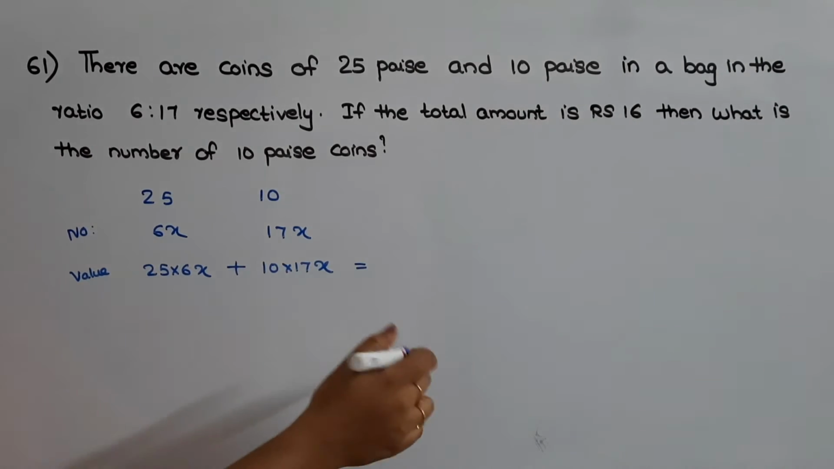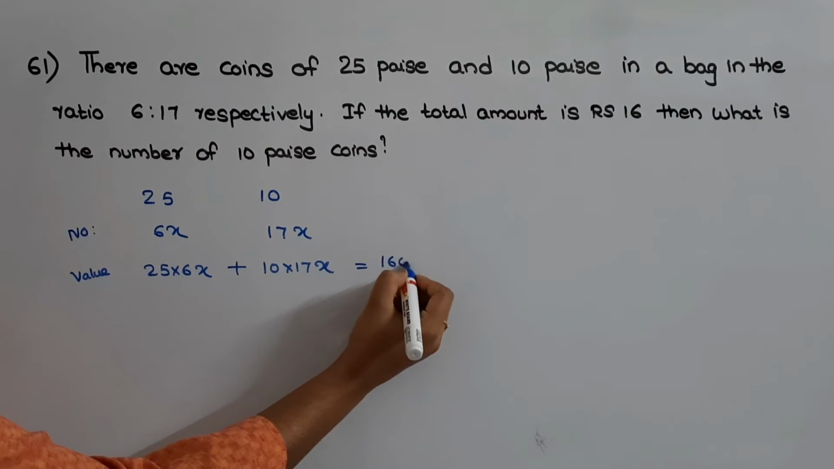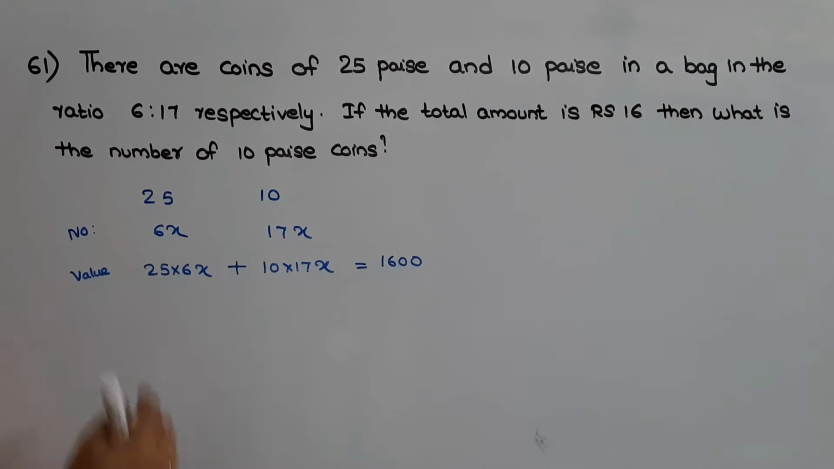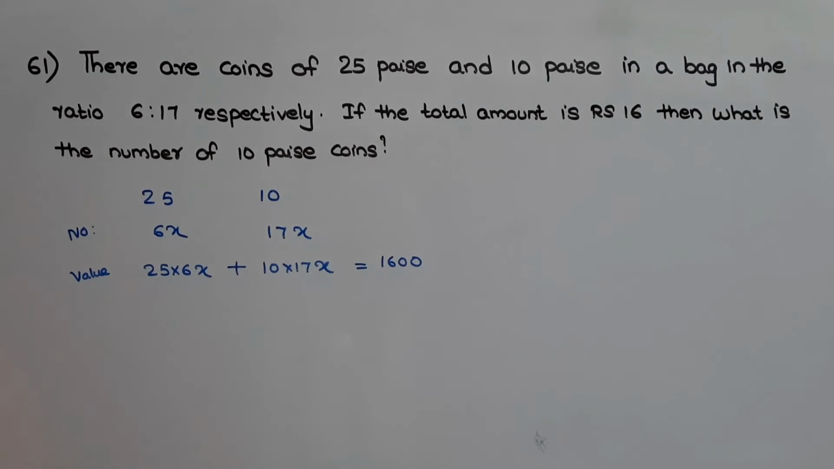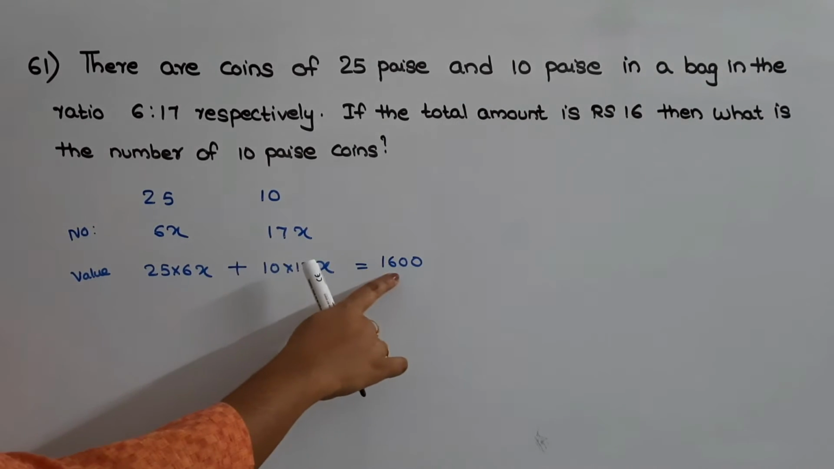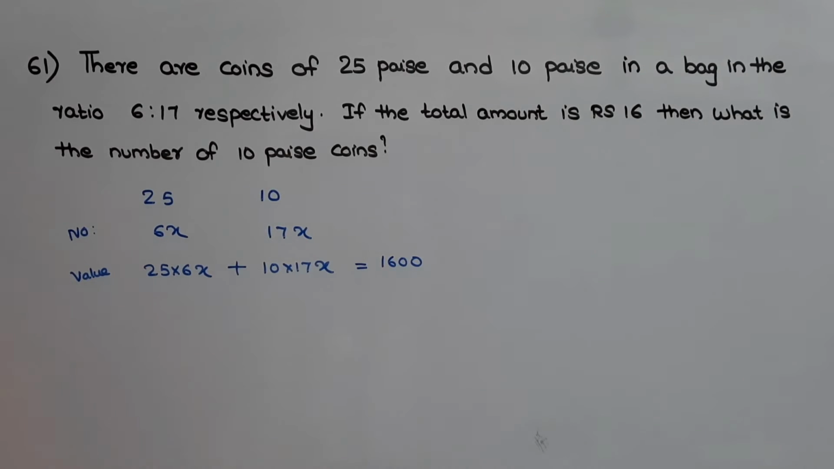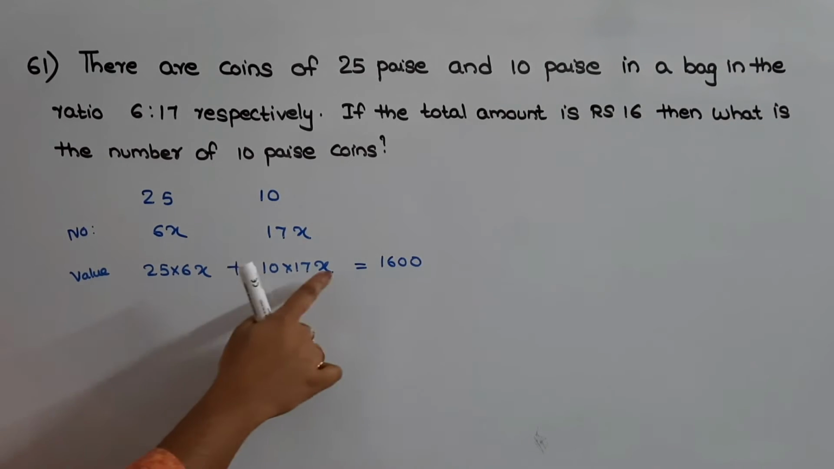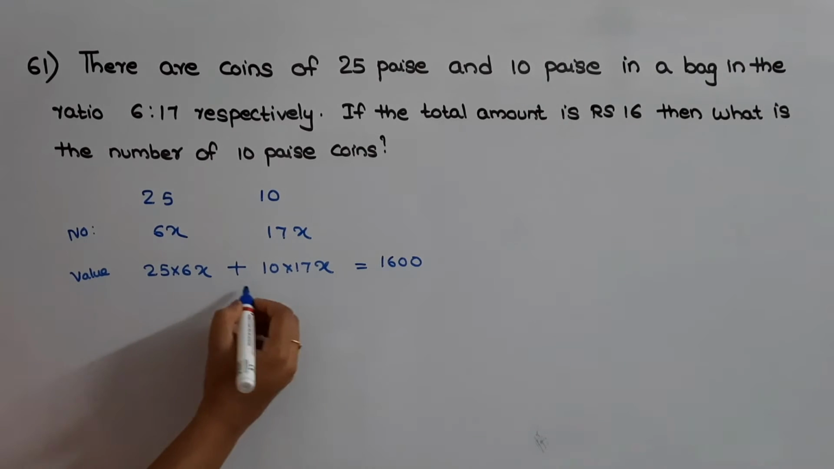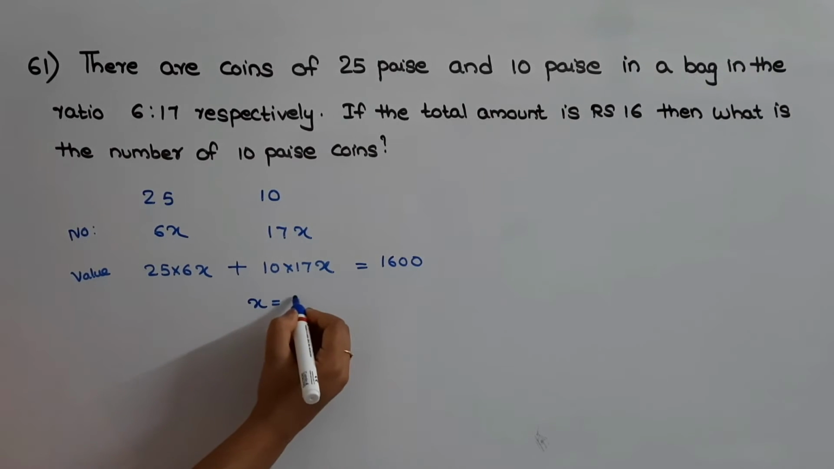Rupees 16 can be written as 1600 paise. Since this is in paise, we have to convert this also to paise. So the total value is 1600 paise. Now on solving this equation, we will get the value of x. So the value of x we will get as 5.